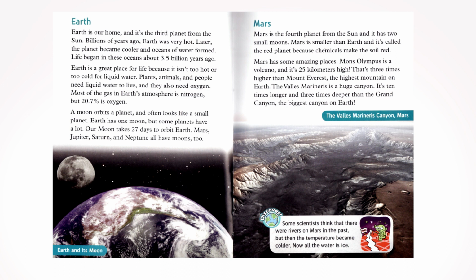The Valles Marineris is a huge canyon. It's 10 times longer and 3 times deeper than the Grand Canyon, the biggest canyon on Earth. Some scientists think that there were rivers on Mars in the past, but then the temperature became colder. Now, all the water is ice.